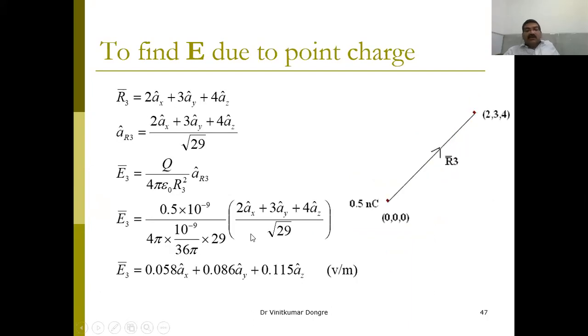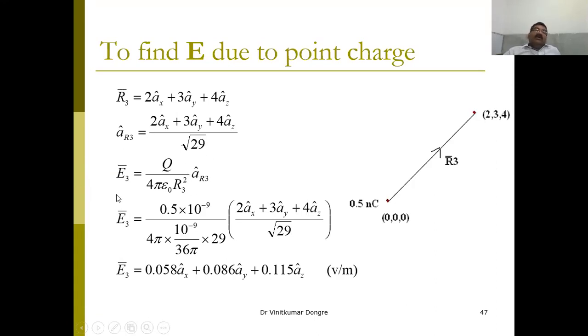Now we will go for the third. The third charge is at the origin, a 0.5 nanocoulomb charge at the origin, and you are required to find the electric field intensity at the same point 2, 3, 4. So find vector R3. This is 2 minus 0, 3 minus 0, 4 minus 0. So 2ax plus 3ay plus 4az. The unit vector is this divided by the under root of 2 square plus 3 square plus 4 square, so it will be under root 29.